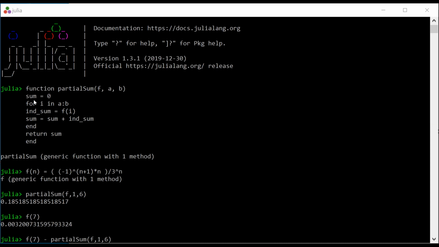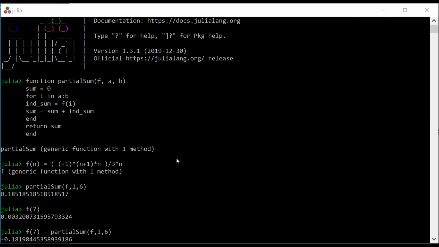Just like I did before, I'm going to set the sum to 0, and I'm going to take a loop for i from a to b. So whatever the number that I'm going to sum, starting with the first term all the way to 10 terms, or first term through 5 terms, whichever. Now I'm going to compute the individual term, then accumulate my sums and then return the sum.